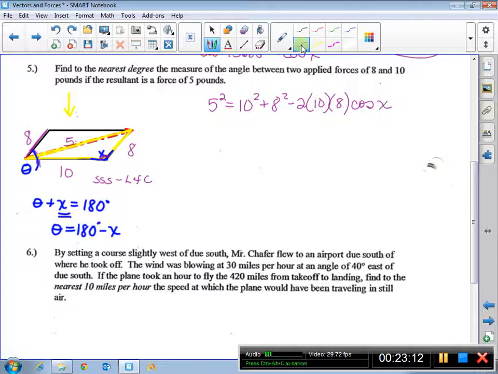Cosine of x. All right, one more reminder. You're going to be finding x using the formula. But for your answer, you need to subtract it from 180.